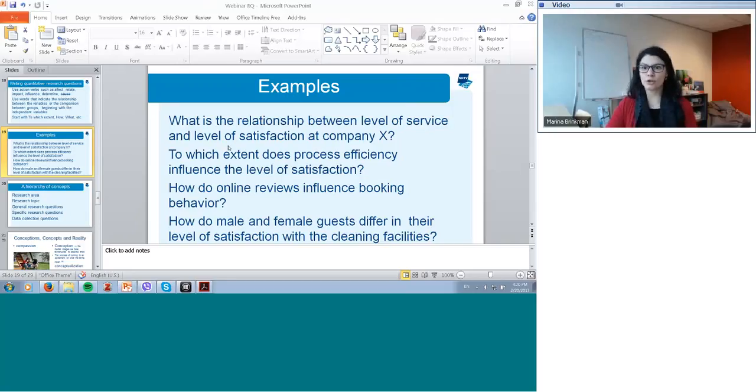And how am I going to measure level of service and level of satisfaction, which will actually mean that you have to get engaged into this operational definition of service and satisfaction, which is nothing more, nothing less than answering the question, what exactly am I going to measure in my project when I talk about service and when I talk about satisfaction?